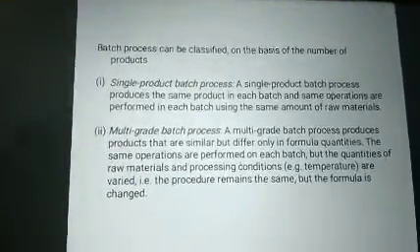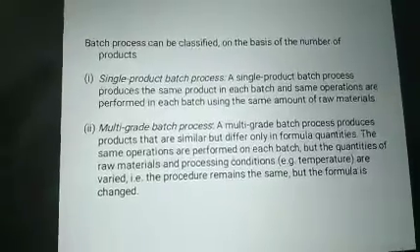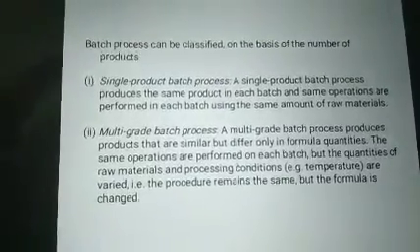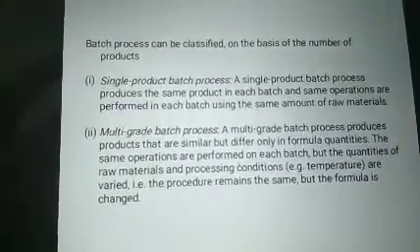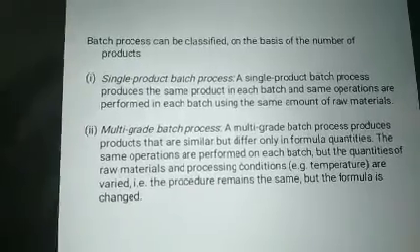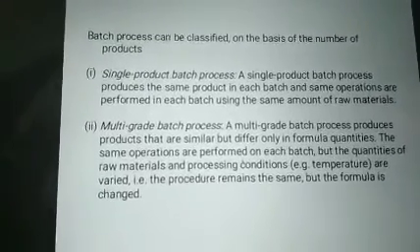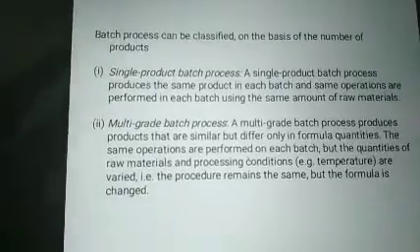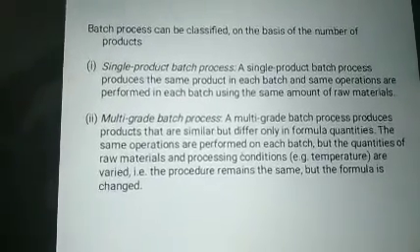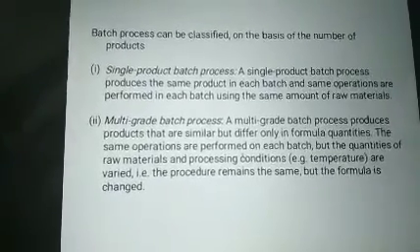Batch processes can be classified on the basis of the number of products. First is the single product batch process, which designates that it produces the same product in each batch and the same operations are performed in each and every batch using the same amount of raw materials.